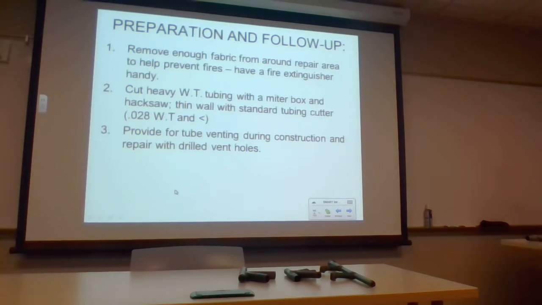Preparation. Usually the tubing is covered by fabric on a lot of the older aircraft like Aeroncas and Piper Cubs. What you'll find is that the tubular structure has been covered with fabric. You have to be careful because the fabric itself may have coatings that are flammable. So if you're going to be doing repair work on aircraft, make sure that you remove enough of the fabric away from the repair area so you don't create a fire hazard.